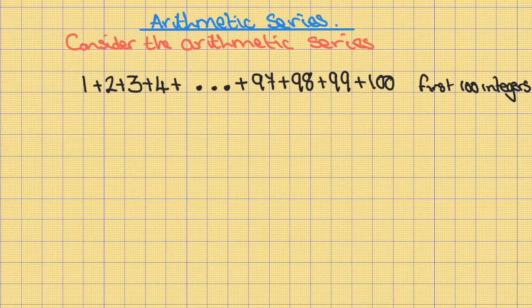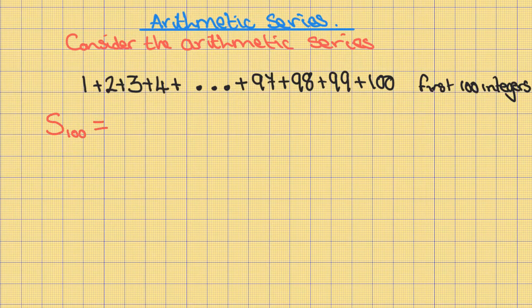Arithmetic series. Consider the arithmetic series 1 plus 2 plus 3 plus 4 plus all the way up to plus 97 plus 98 plus 99 plus 100. That is the series of the first 100 integers. We want to sum the first 100 terms. So let S stand for sum. So we want S100 equals.